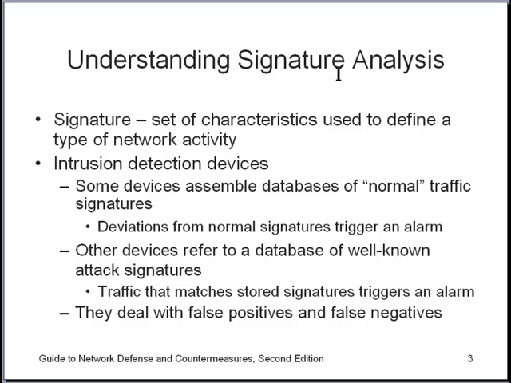So, as a definition, a signature is a set of characteristics used to define a type of network activity. This can be things that we typically consider good, like FTP traffic, HTTP traffic, sendmail traffic, and so on, or they can be nefarious. They can be things that are done for bad as opposed to good.